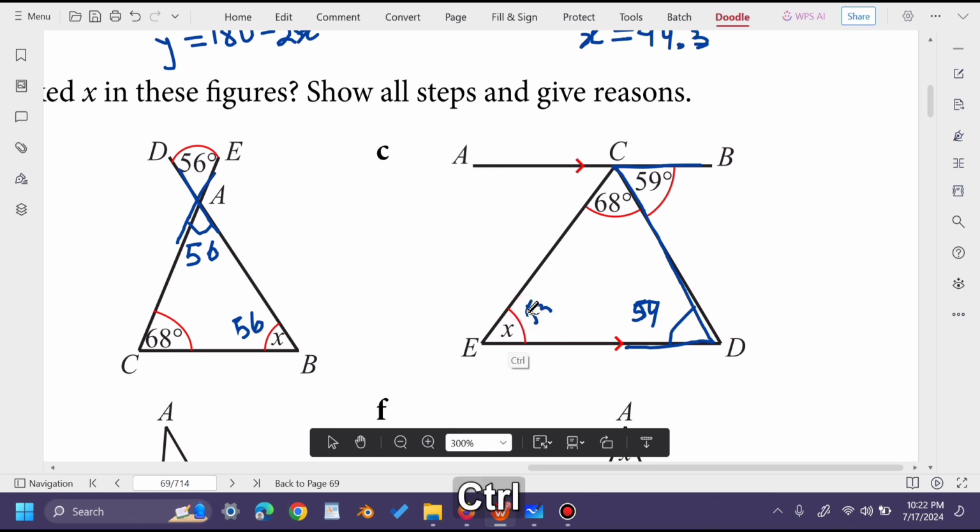Oh god, it looks horrible. This is 53 degrees. Okay.